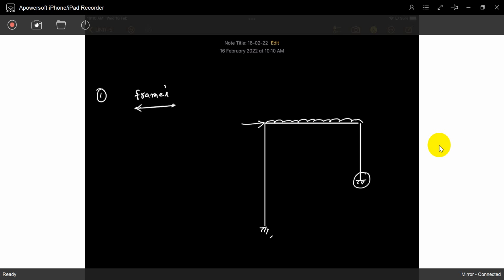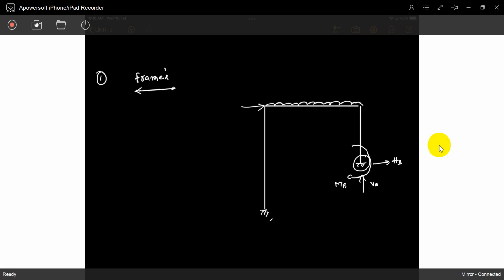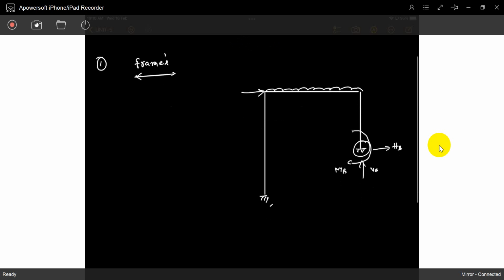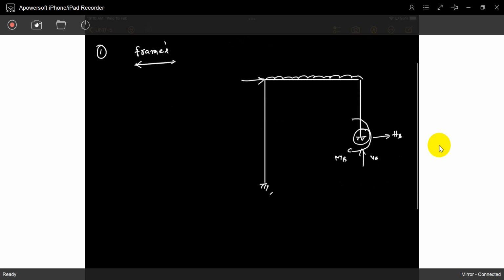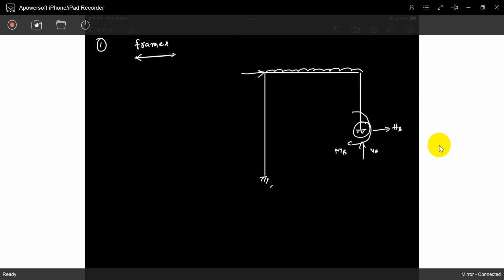What are those 3? Horizontal force HB, vertical force VB, and a moment MB. So these are the 3 unknowns I took. Your choice, anything. So what we will do? We remove those 3. So if you remove it, what will happen?